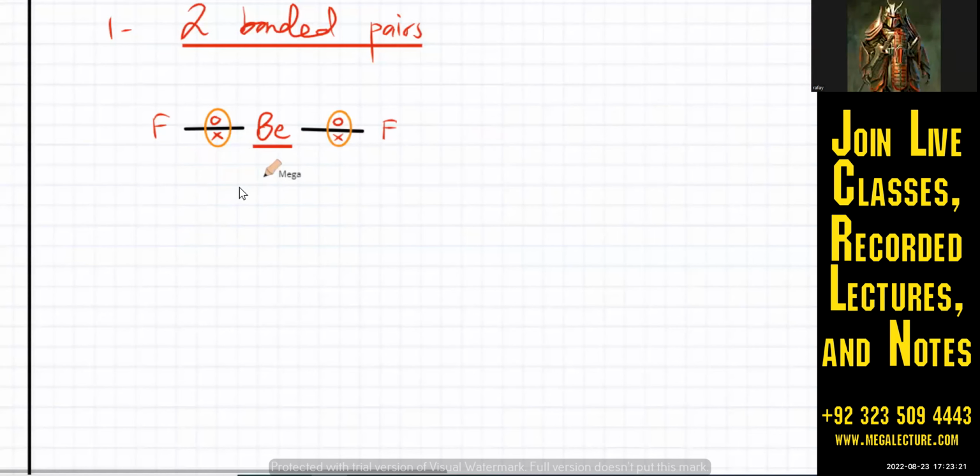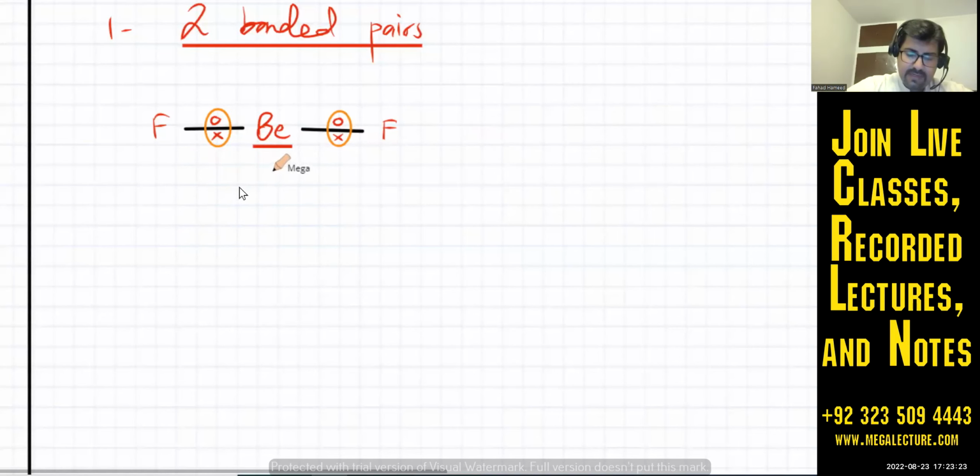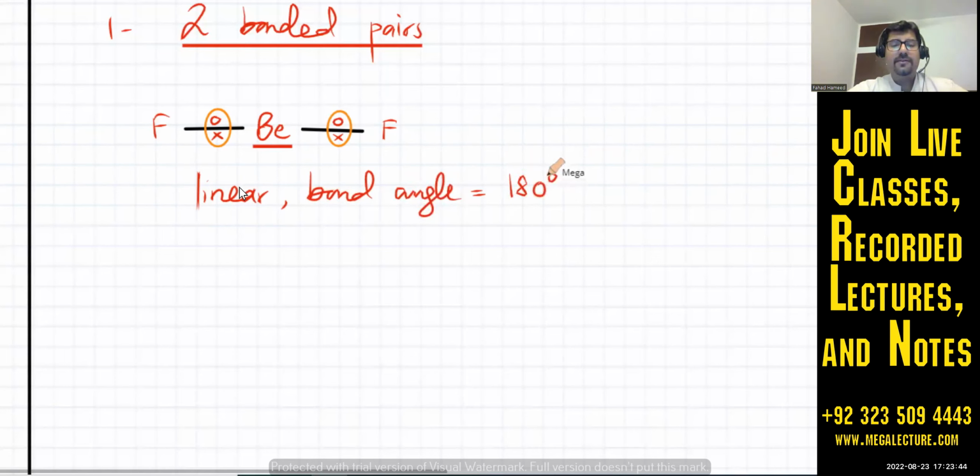जी sir. So that is known as a linear shape. The atoms would be in a straight line. So this is a linear shape, and the bond angle is going to be 180 degrees. Okay, so this one did not have any lone pairs around beryllium.